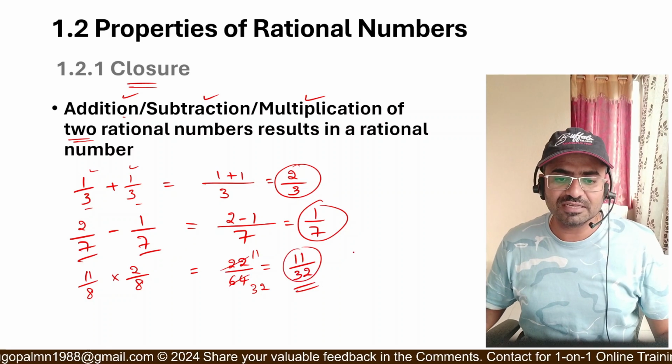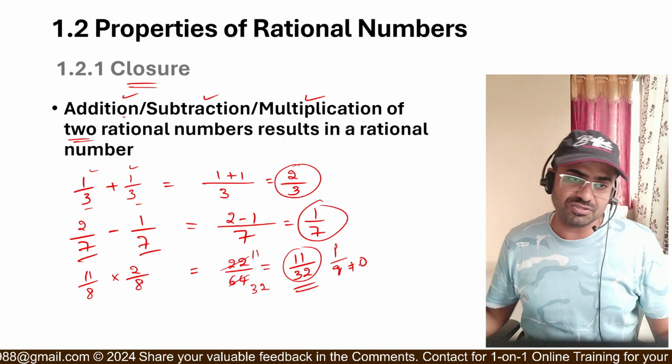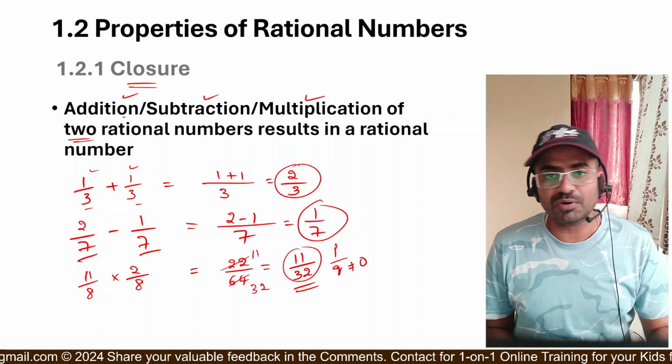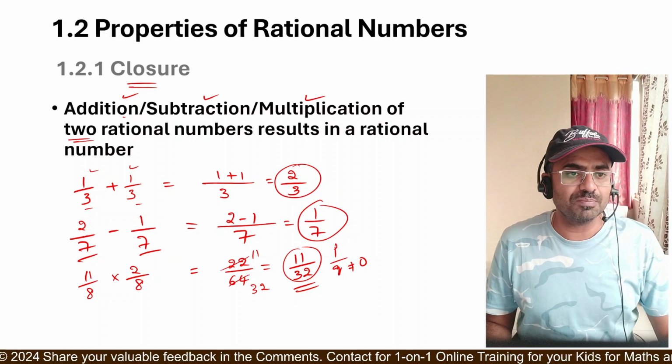How can we say this is a rational number? Because this is in the form of p by q and the denominator is not equal to 0. Clear, guys? This is the closure property with respect to rational numbers. Okay, so I hope you understood this particular property.